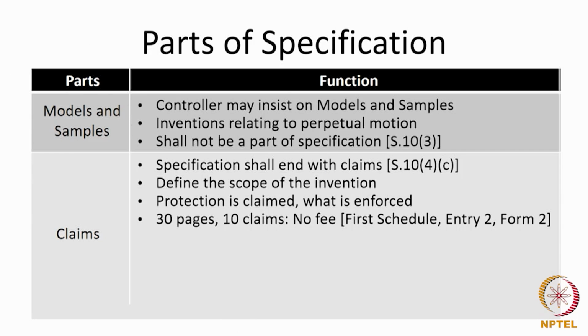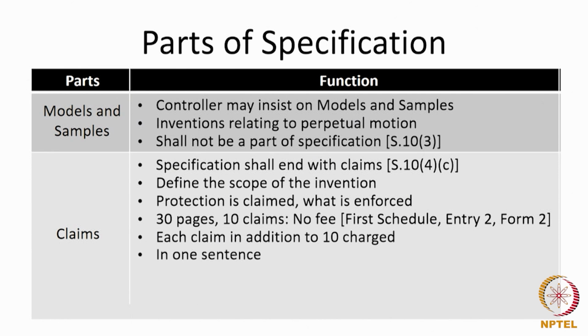Normally, the minimum number of claims that you can have without paying any extra fee is 10 claims. So, any claim more than 10 will incur an extra fee, and the specification length, the descriptive length, shall be 30 pages. Each claim in addition to 10 shall be charged. The claim by convention is drafted in one sentence. We have already seen an example of that.